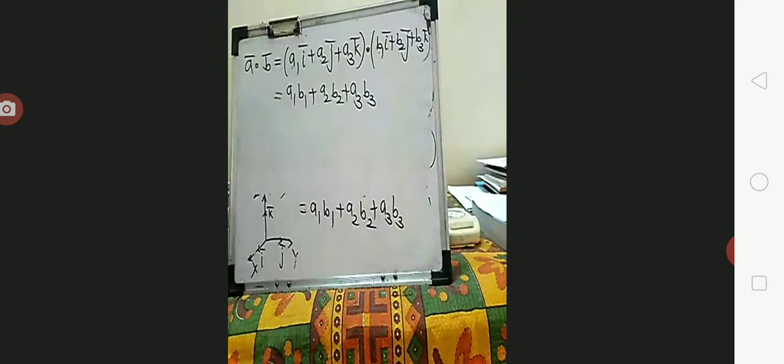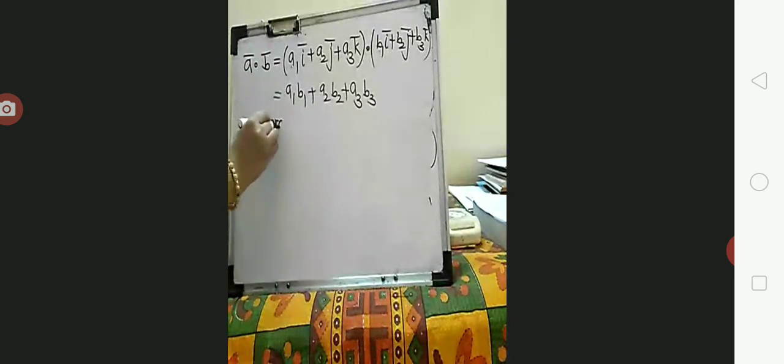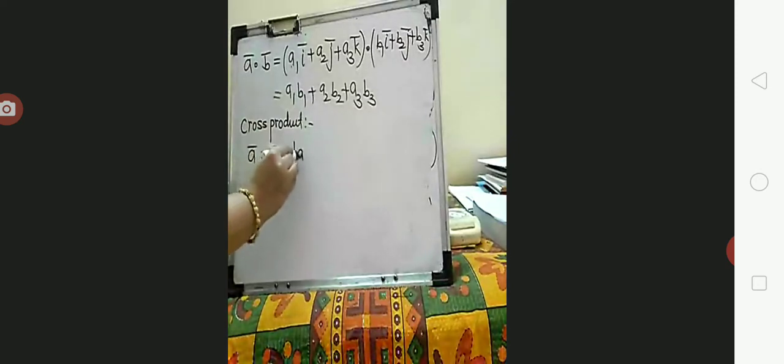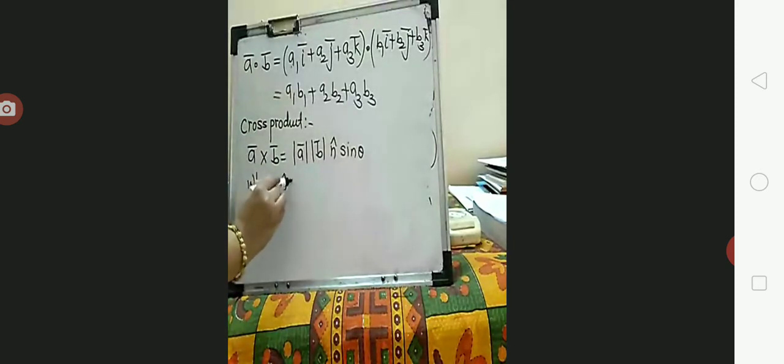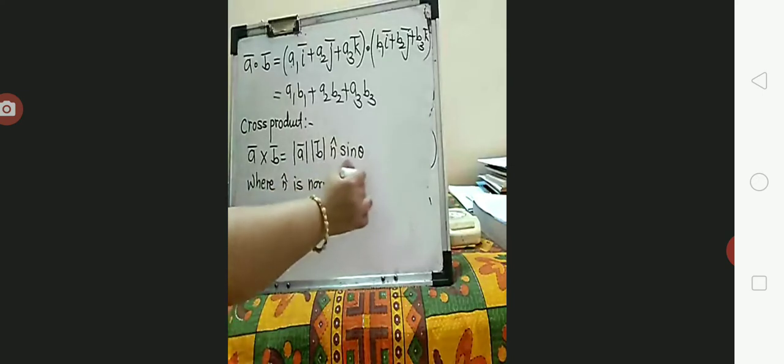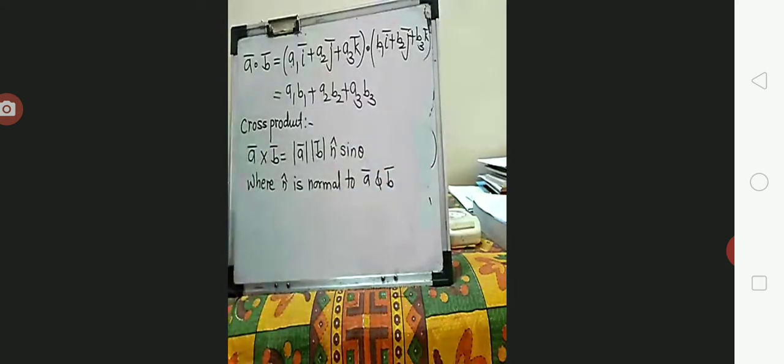Now we have to see another product, and that product is the cross product. We are just revising the definition of the cross product because we require it later on. So the cross product A bar cross B bar, how do you define it? It is mod of A bar into mod of B bar into n cap sin theta, where n cap is the normal vector to A bar and B bar.